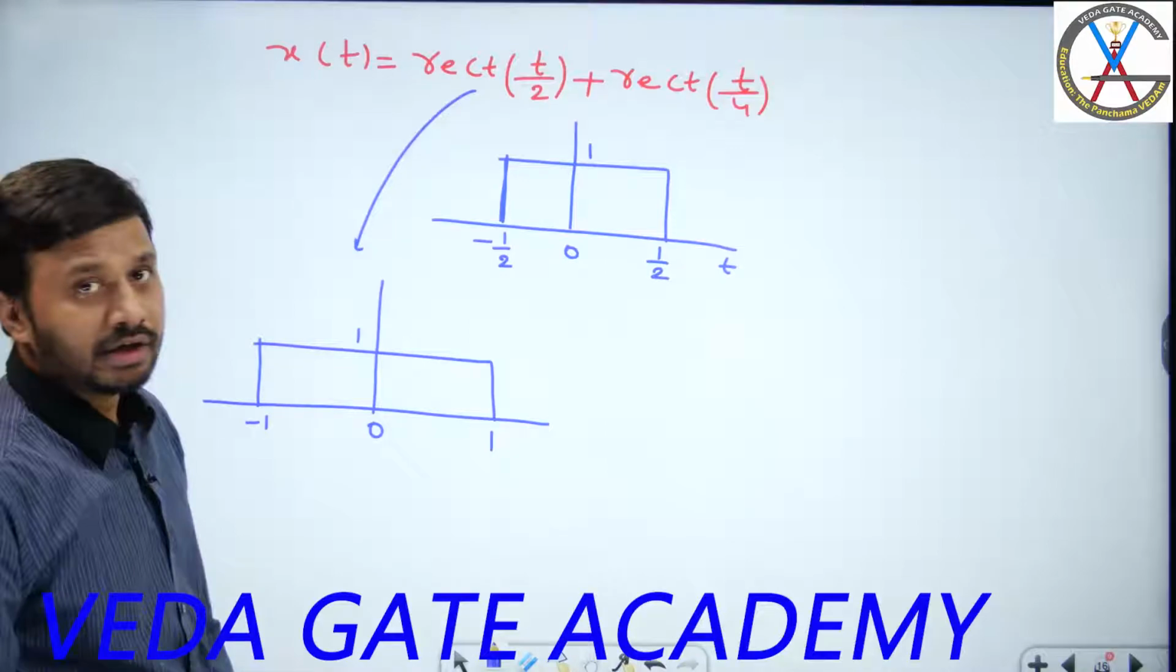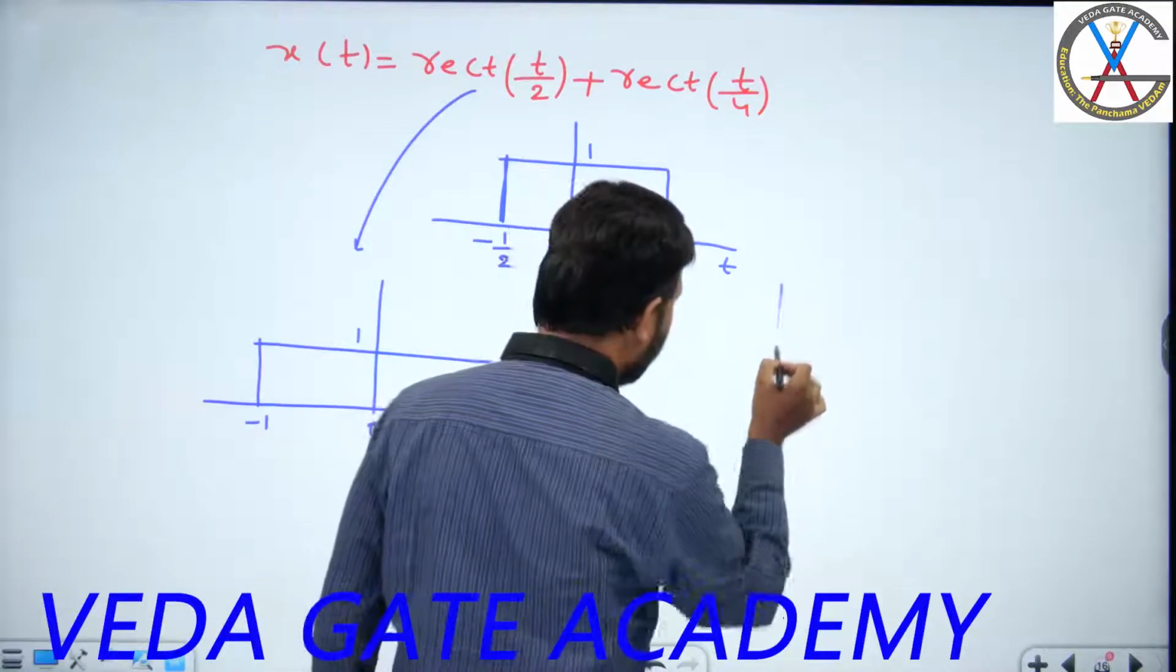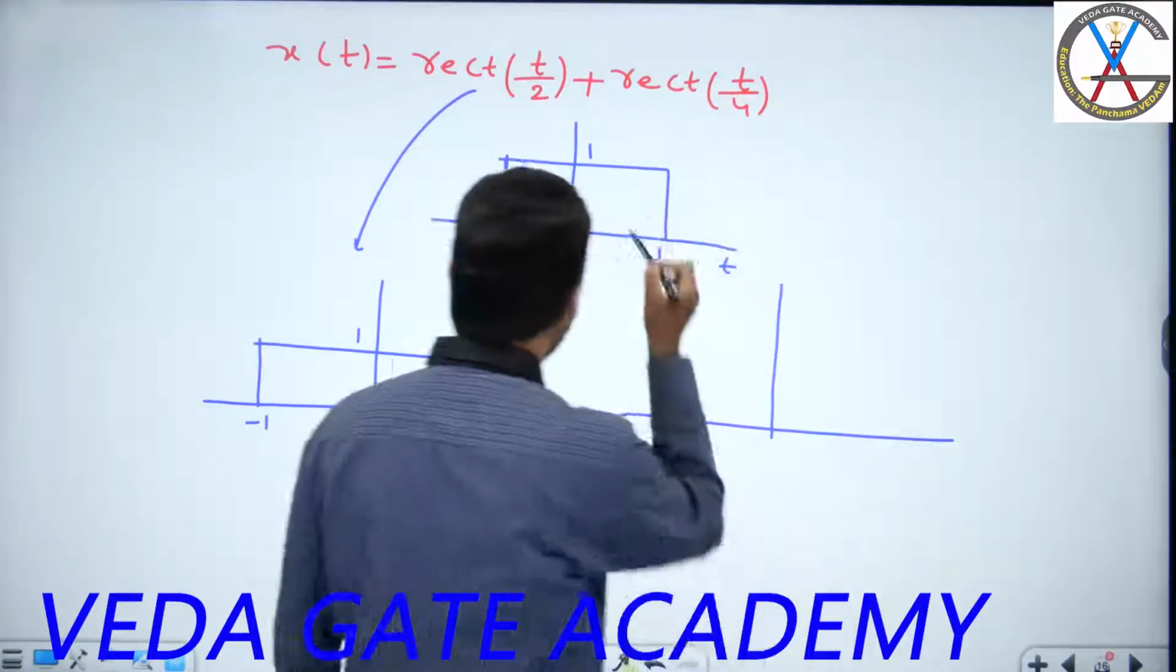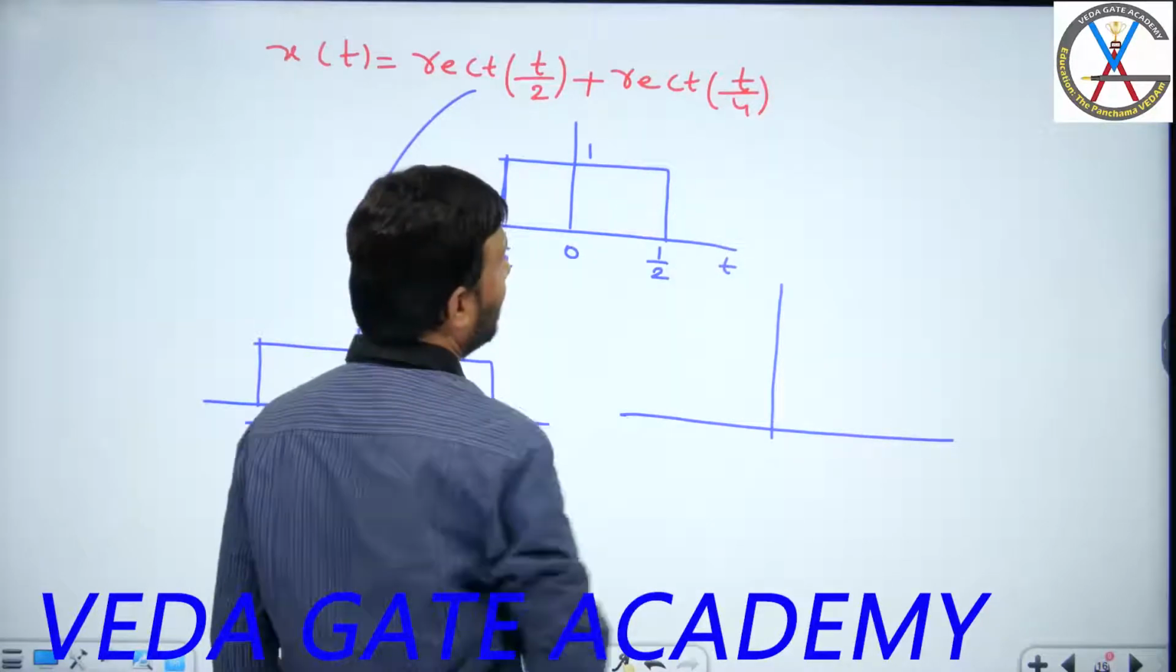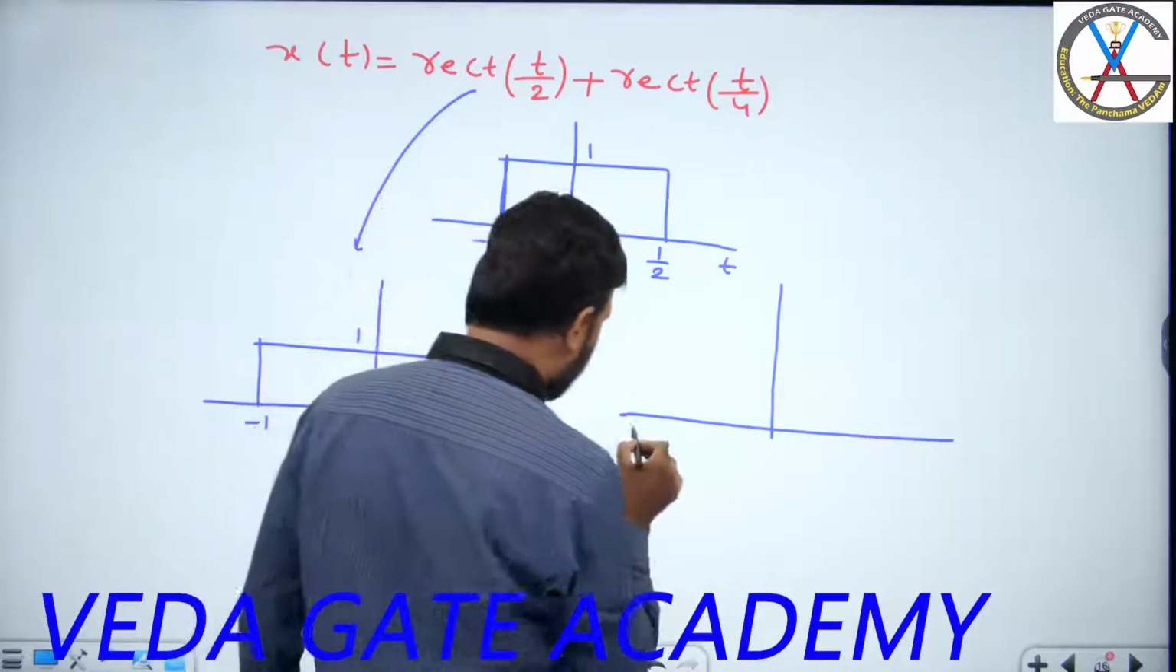Now let's draw rect(t/4). Rect(t/4) means an expanded version of rect(t). So divide each point on the horizontal axis by 1/4. So this will become minus 2.